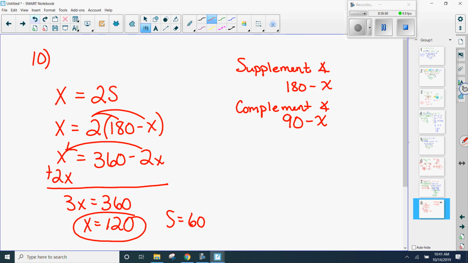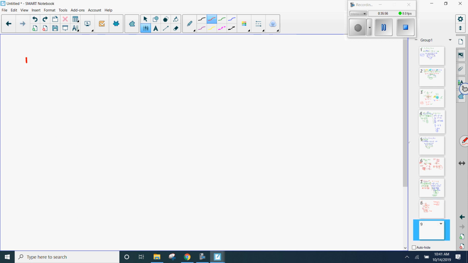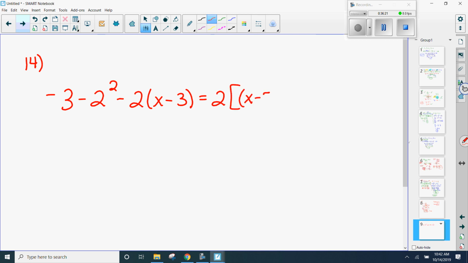Is that all of them? 14. What one? 14. 14 says -3 minus 2 squared minus 2 times the quantity x minus 3 equals 2. Are we all right? Yeah, I was there. All right, there's your problem.